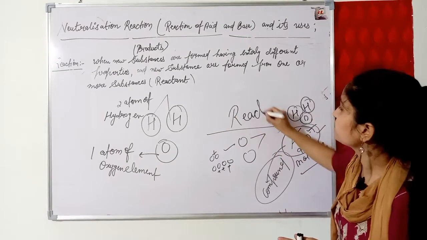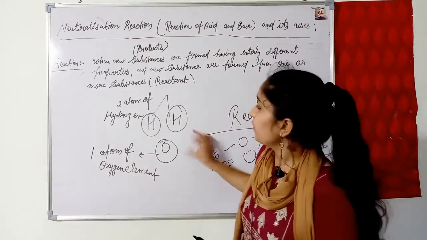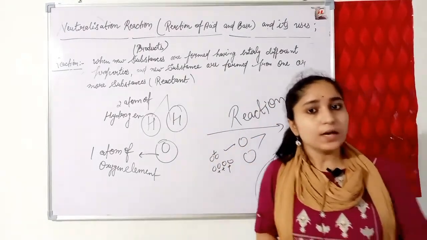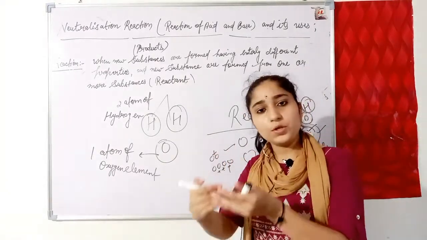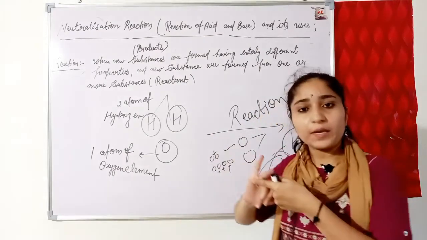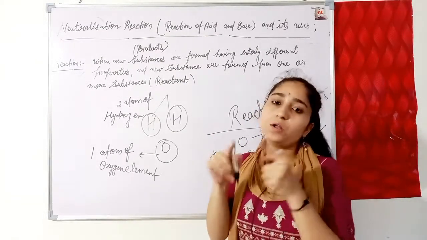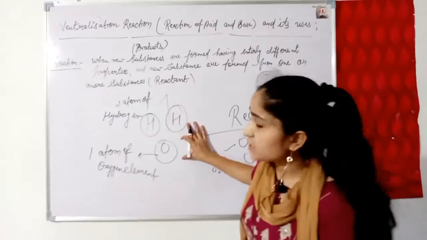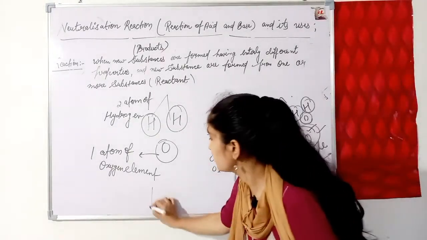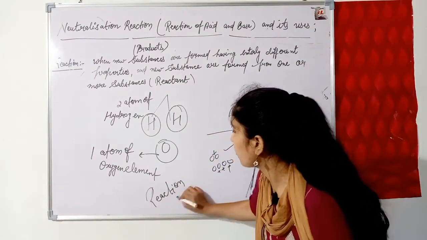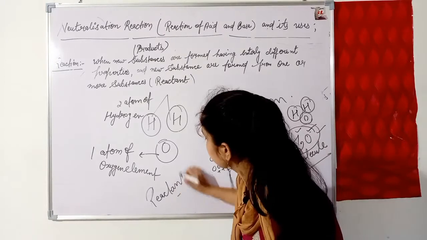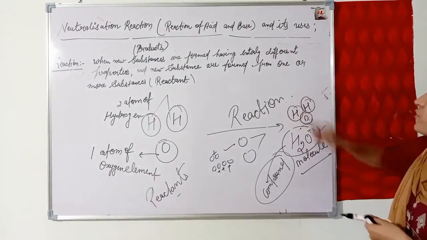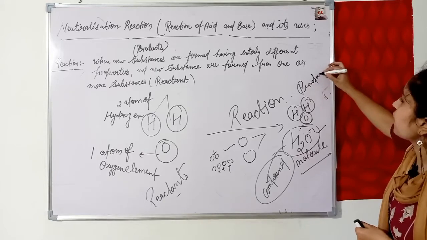So this is a reaction. What are substances? All the things around us are made by atoms, molecules, compounds and elements. So elements, atoms, compounds, we can say that these are all substances. The substances that take part in the reaction we call reactants. So atoms of hydrogen and oxygen are called reactants, and the substance formed after the reaction, in this case water, is known as the product.